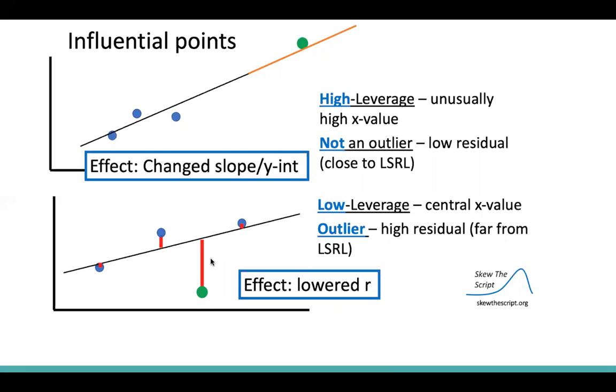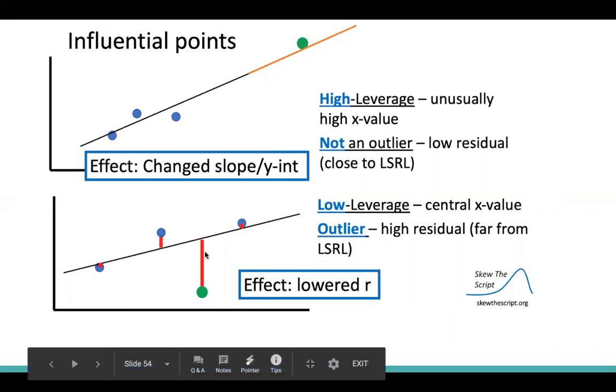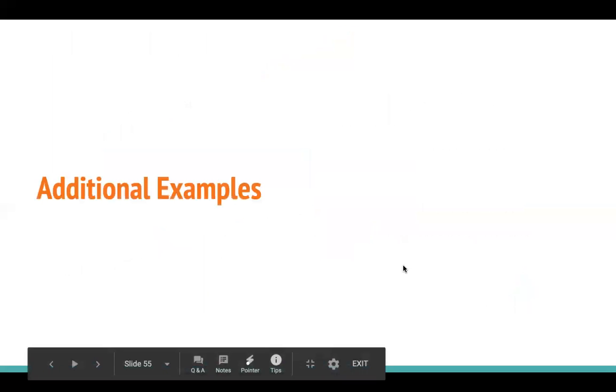An outlier in the Y direction, if it's solidly in the middle, close to the mean of X, might lower R, but it wouldn't have an unusual effect on the slope or Y-intercept.